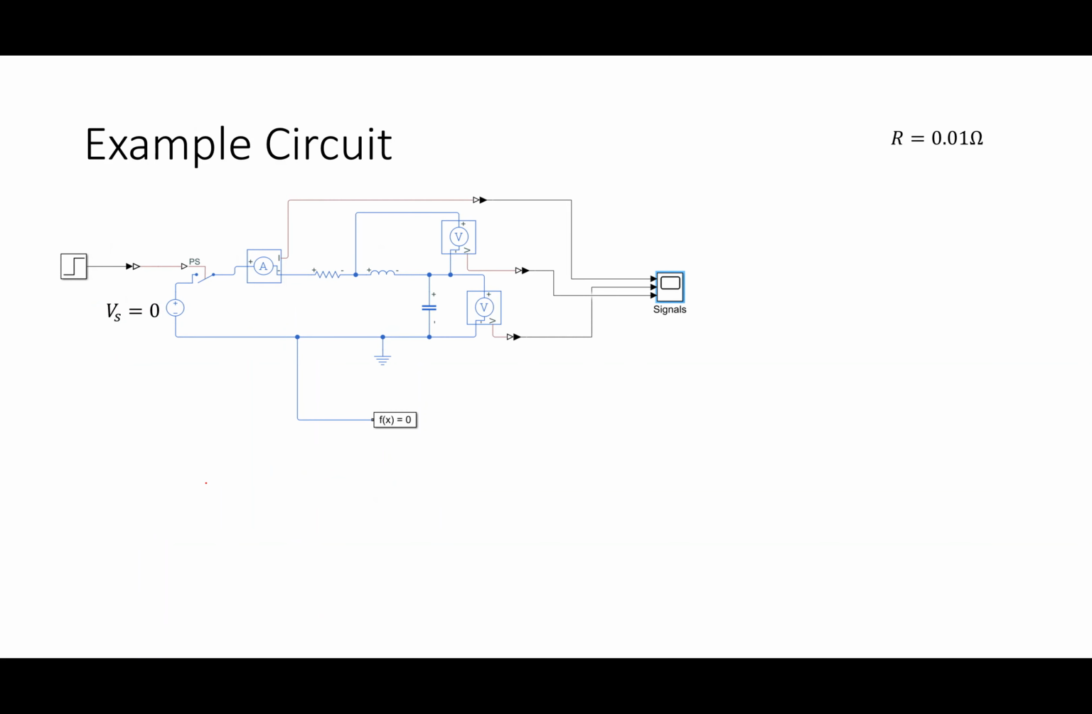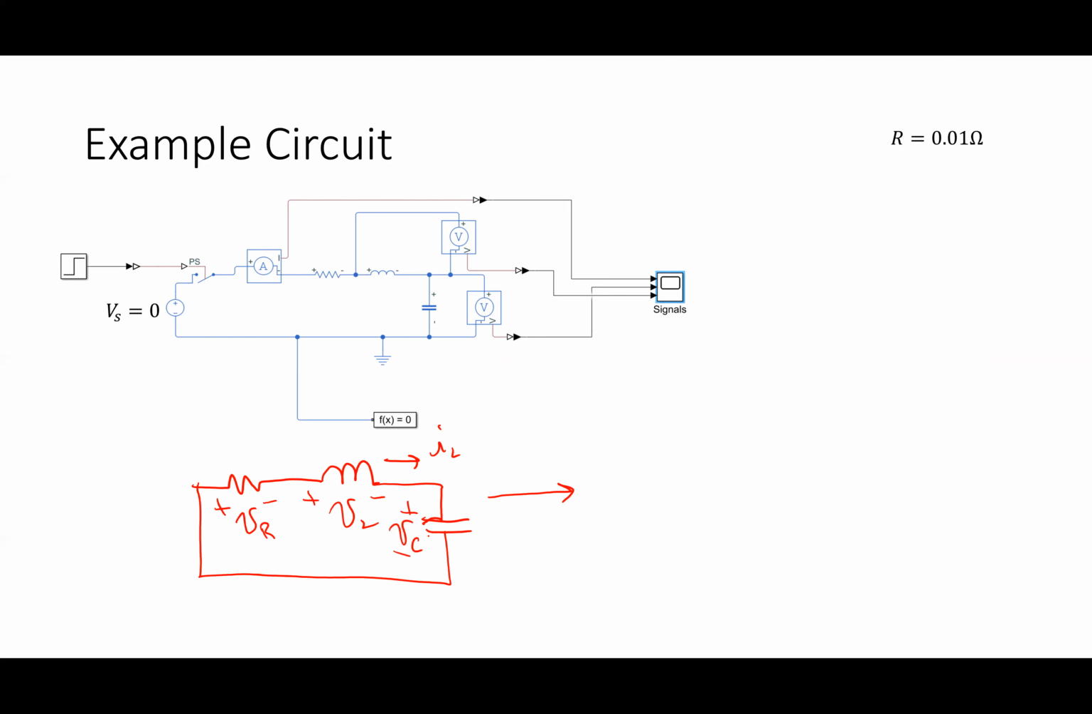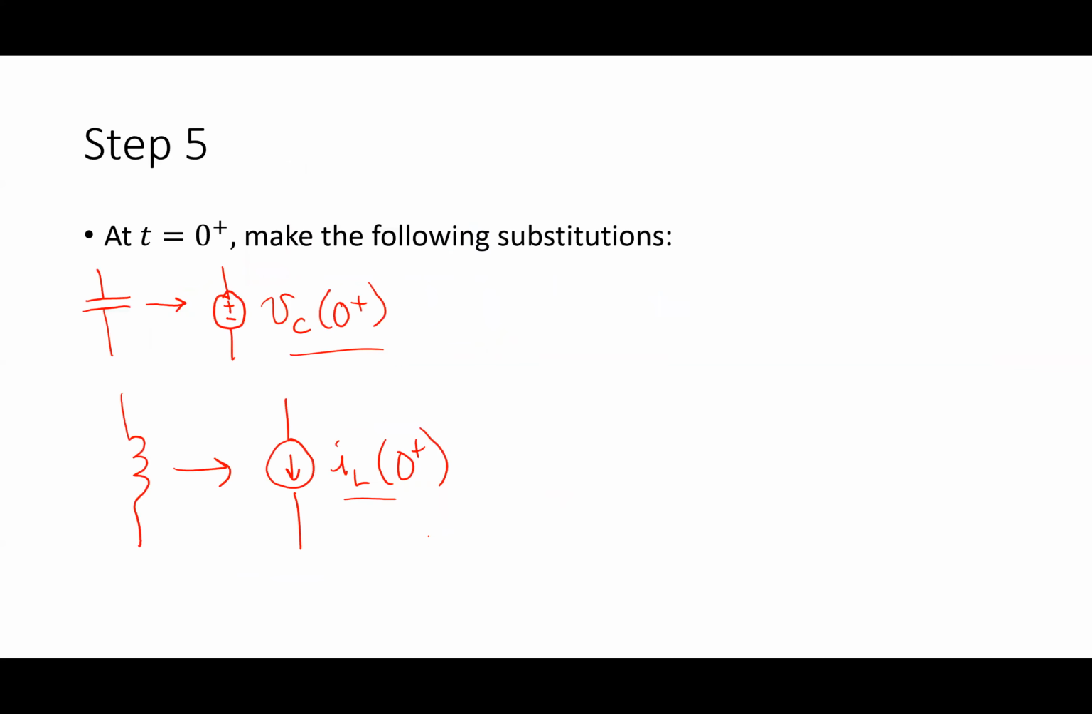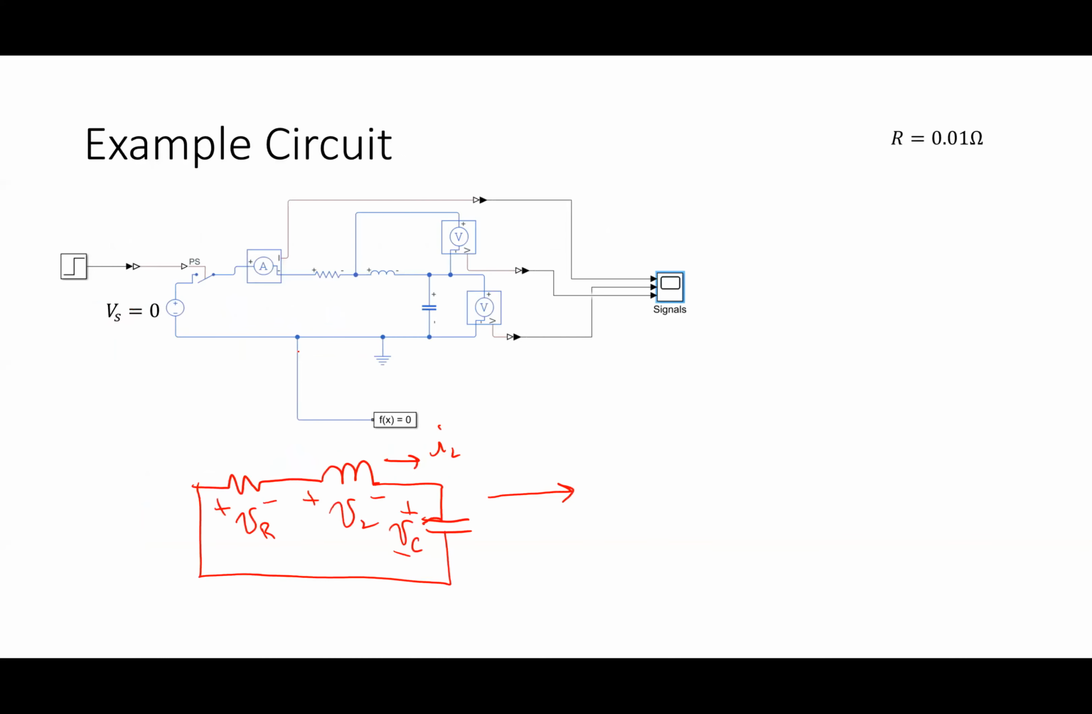So this was the circuit I had. I'm going to write it like this. Here's my R, here's my inductor, and here's my capacitor. Okay. And we had everything listed like this. Here's V sub R, V sub L, I is going that way, V sub C is going that way. So at t equal to 0 plus, I make these replacements with a voltage source and a current source. I'm going to say that this capacitor is 10 volts. Right? That's V sub C of 0 plus.